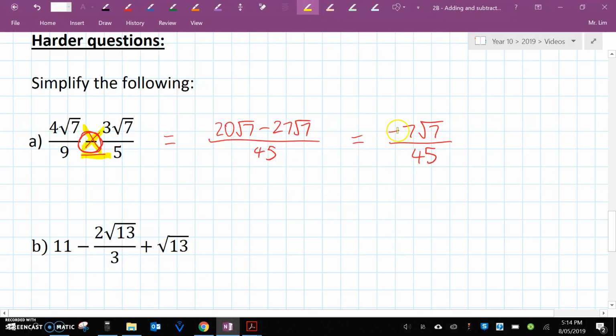Now, if we can simplify this fraction, simplify it. Here we can't, so I'm going to leave that as our answer.